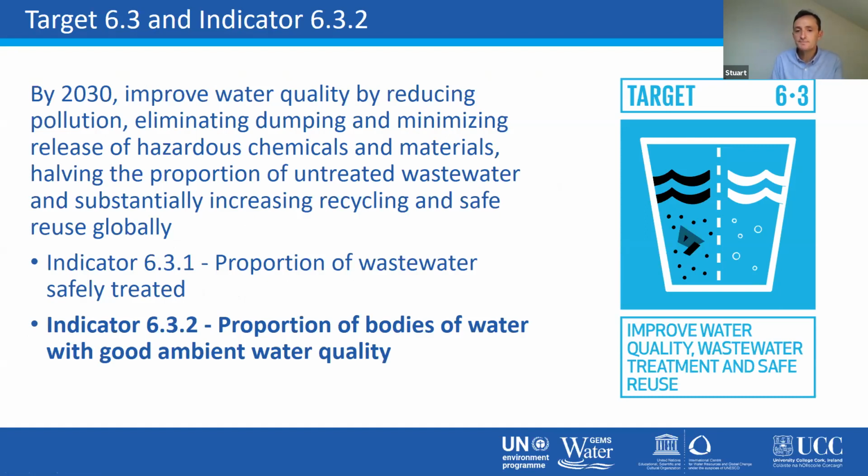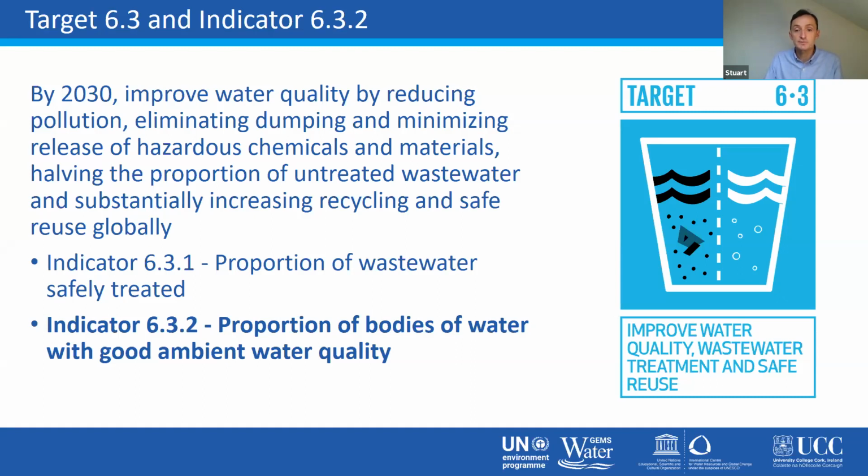So the indicator helps to measure progress towards target 6.3. And target 6.3 is, by 2030, to improve water quality by reducing pollution, eliminating dumping and minimizing release of hazardous chemicals and materials, halving the proportion of untreated wastewater and substantially increasing recycling and safe reuse globally.